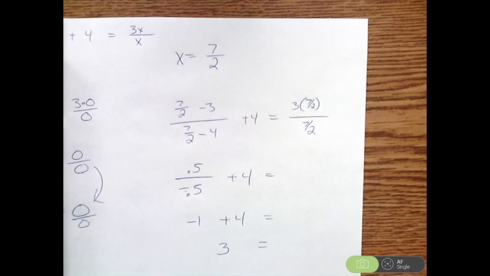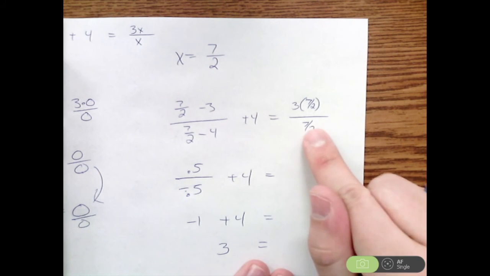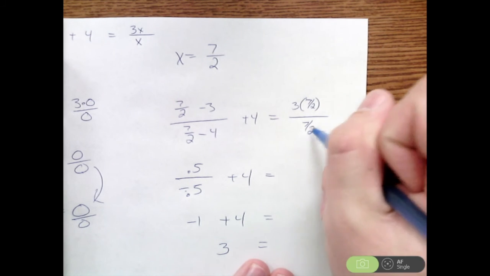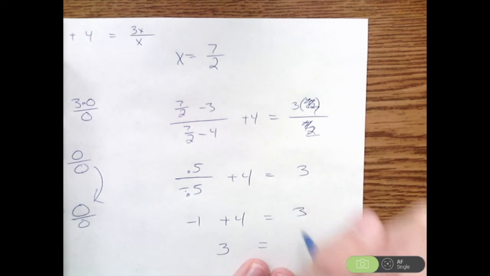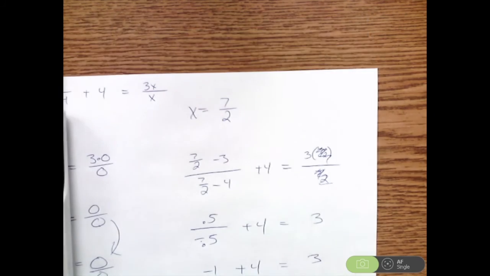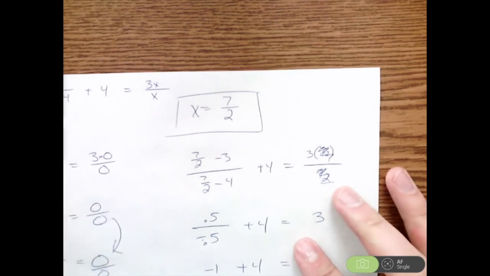So now we just have to check the right side. But look here, we got a 7 divided by 2 both on top and bottom. So piece for a piece, and you just get 3. So we got 3 equals 3, which means x equals 7 divided by 2 is a solution.